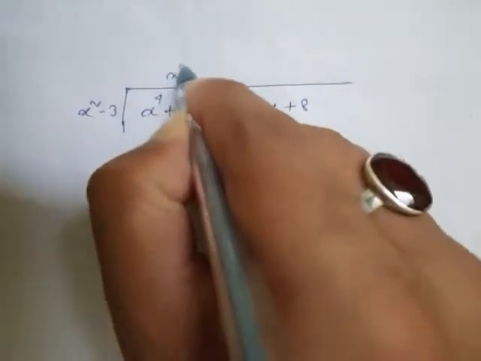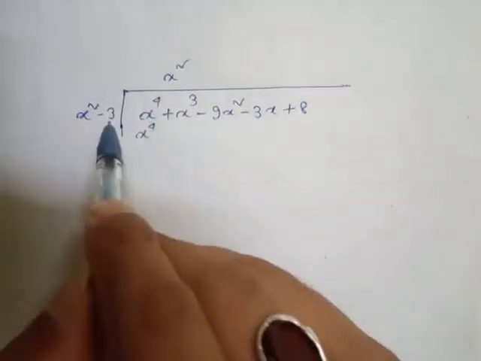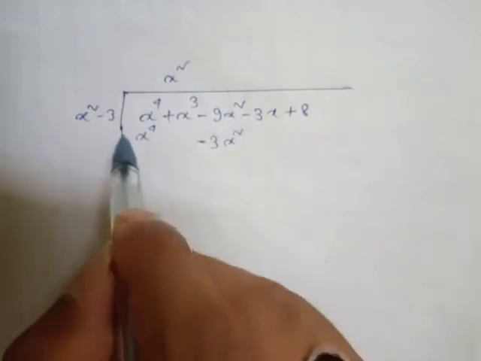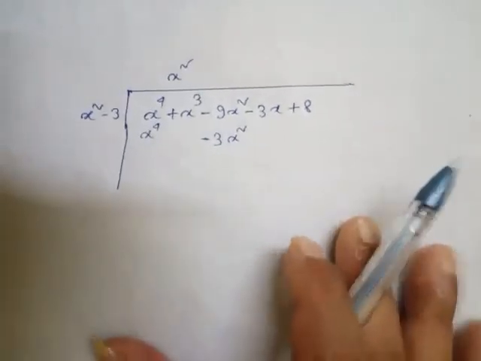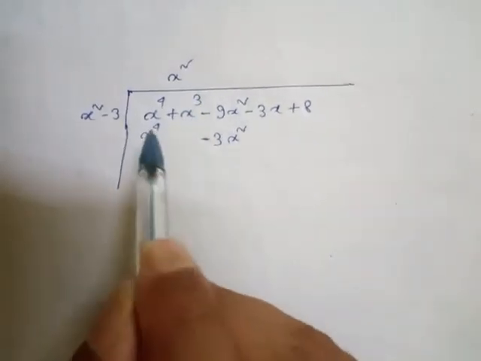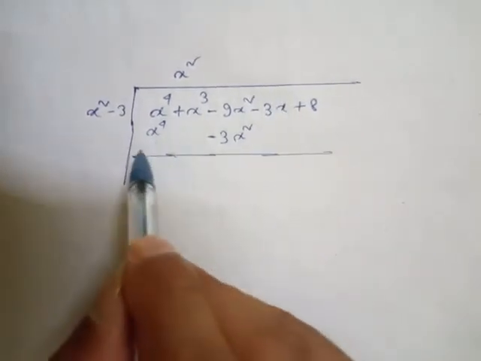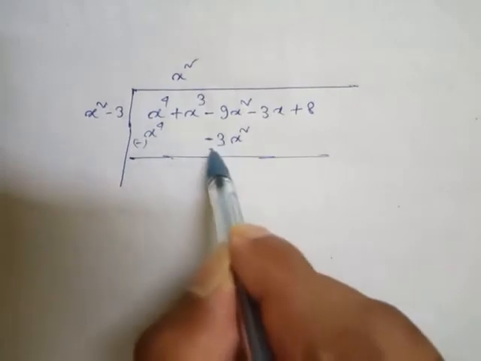So first of all, x square we'll write down here. x square into x square is x to the power 4. Minus 3 into x square, we'll write down here minus 3x square. I cannot write x square here because this power is x cube. That's why x to the power 4 is there. Now look, after that, the sign will change: this becomes minus and this becomes plus.